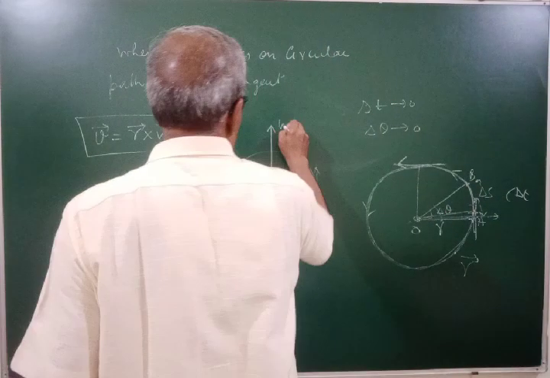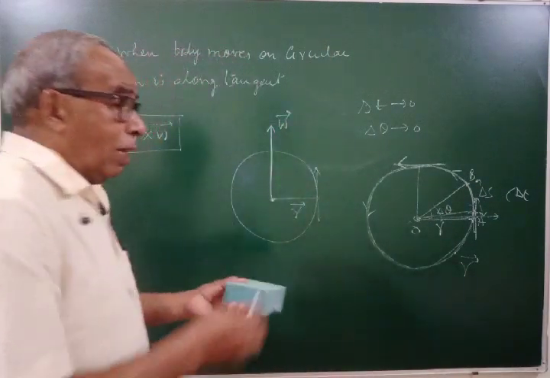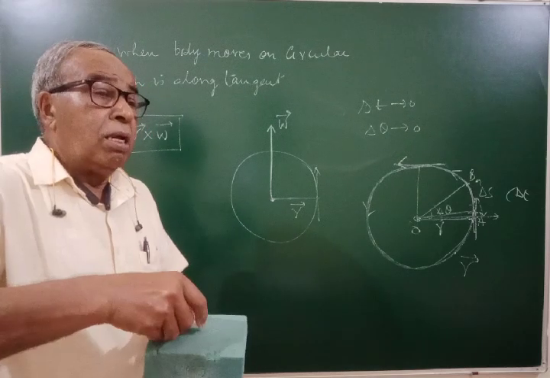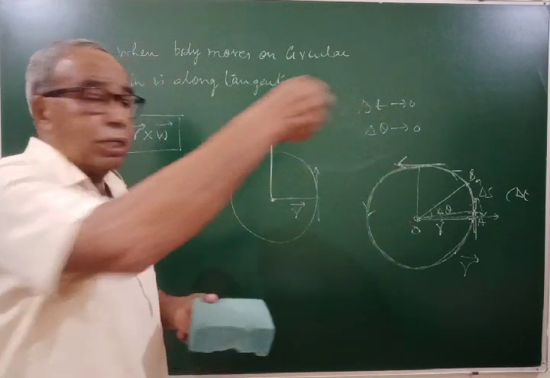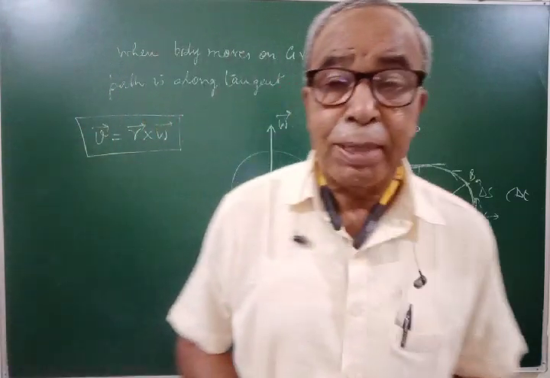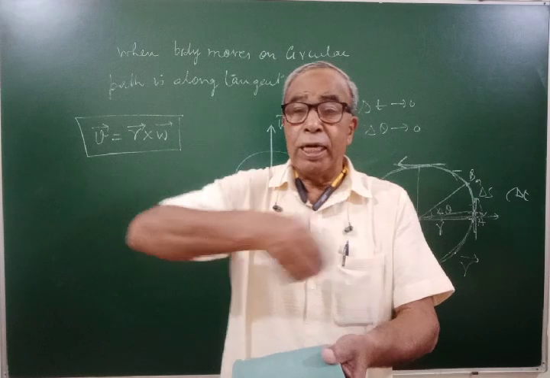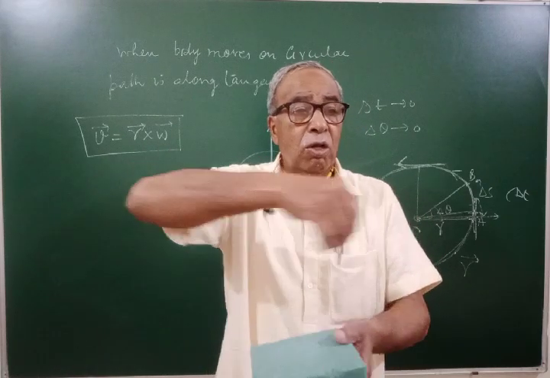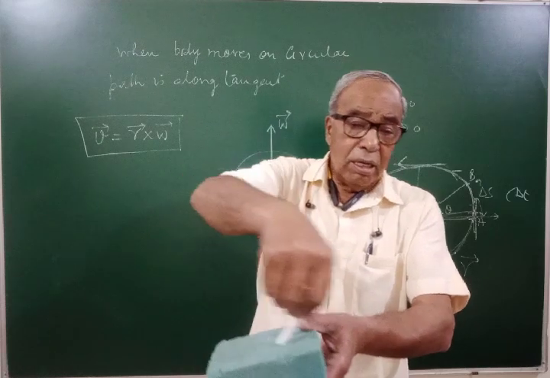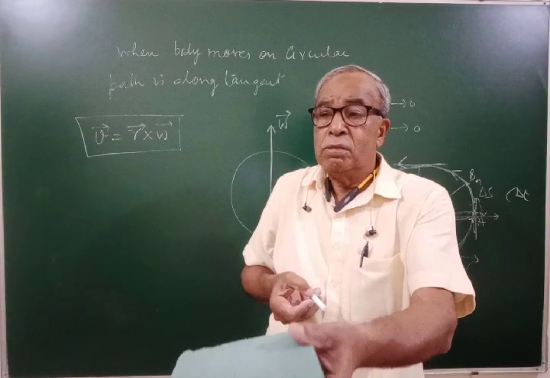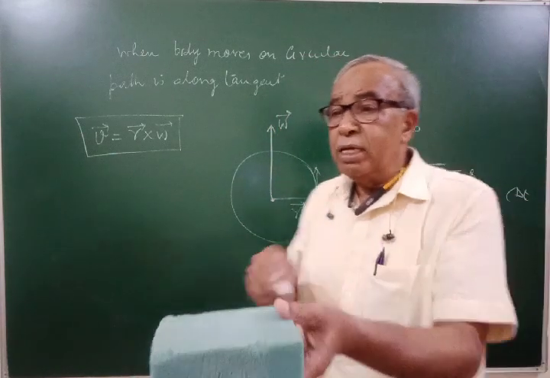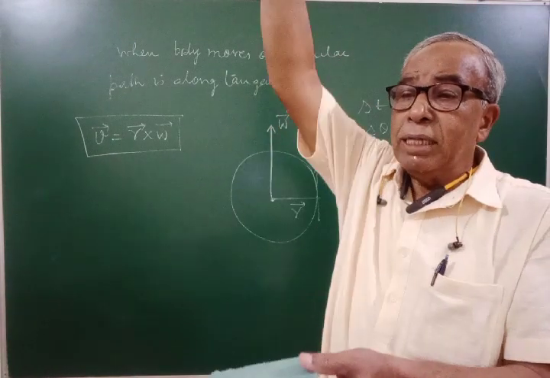The direction of omega is normal to the plane of the circle. Velocity is in the plane of the circle. Radius is in the plane of the circle. Listen carefully to what I am telling. The body is rotating anti-clockwise, so omega is vertically upward, radius radially outward, velocity this way. So velocity is along the tangent and in the plane of the circle, omega like this.